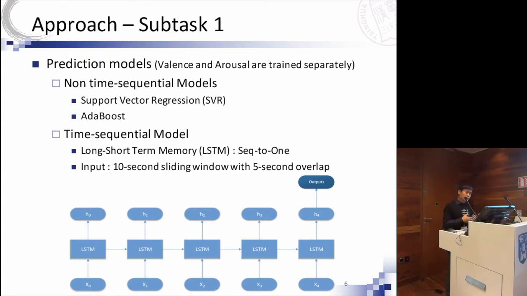In our approach, we have evaluated 2 different kinds of models. The first one is non-time-sequential models. There are 2 models: support vector regression and AdaBoost. For the time-sequential model, we select LSTM. Here, we regard the LSTM as a regression model, just sequence to 1. The input of the LSTM is the features extracted from a 10-second sliding window with 5-second overlap.